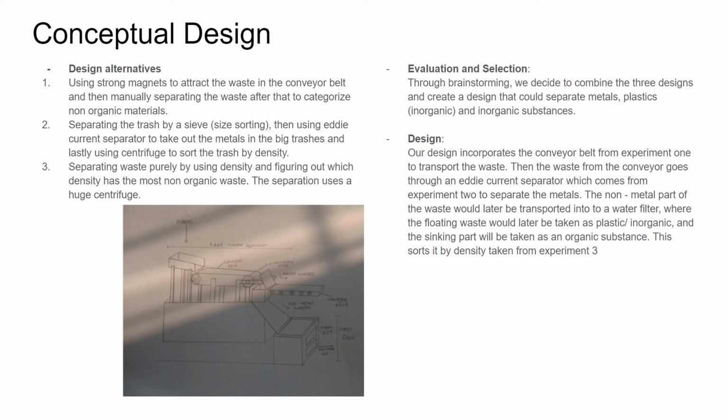For our second alternative design, the trash is separated using a sieve, so it separates the trash by size. After that, it uses an eddy current separator to take out metals in the big trash, and lastly a centrifuge to sort the trash by density. We don't use this design because the trash is separated by size, which is not really what we want, and a huge centrifuge is a lot of money, which I don't think is realistic to implement for waste management in Bandung.